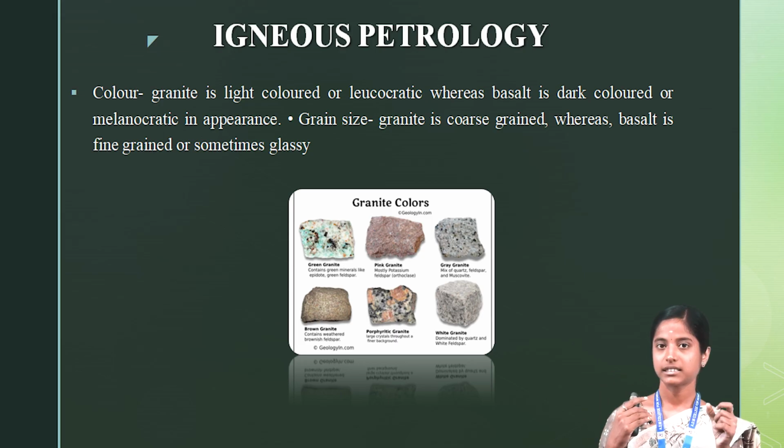Next, the grain size. Granite is a coarse grained substance, because granite is formed in the plutonic region. If rocks are formed in the plutonic region, the grains are coarse to medium. So granite comes under the plutonic condition, and the grain size is coarse in granite.